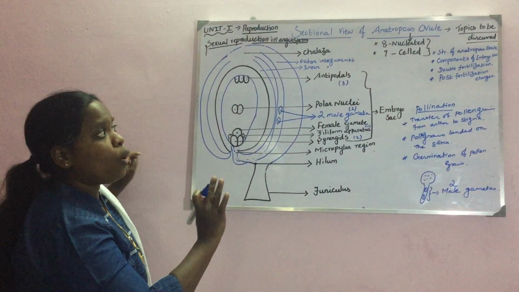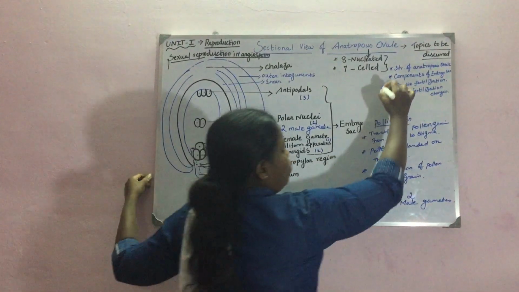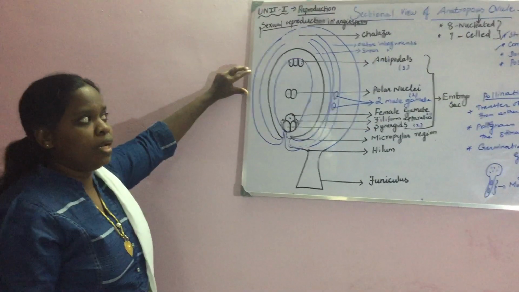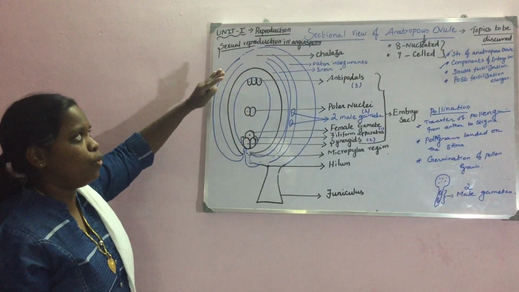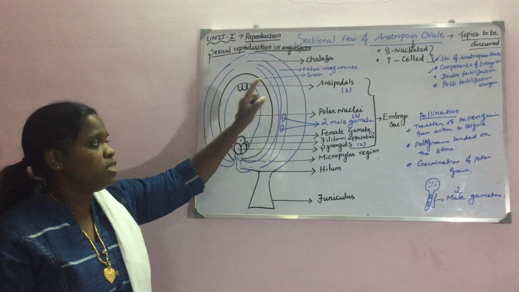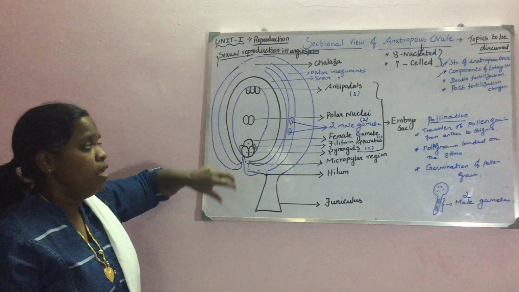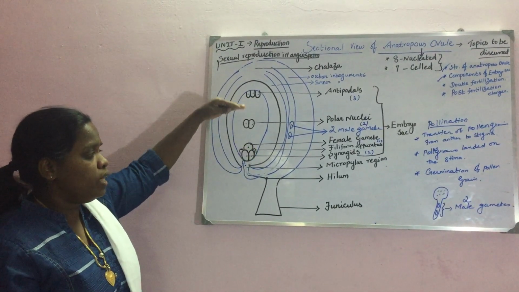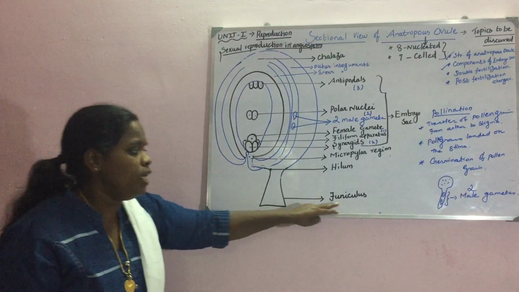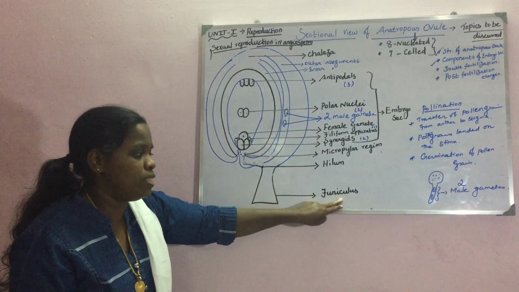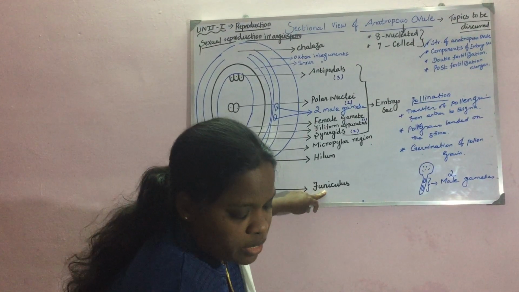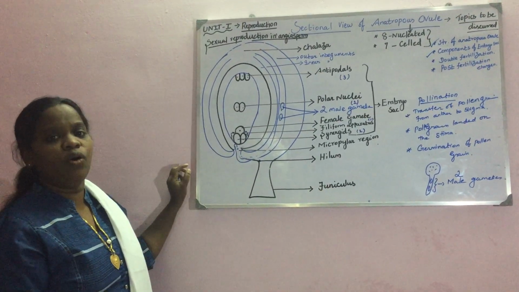Okay, that is the component of the embryo sac, and the structure of the anatropous ovule is completed. In the structure of the anatropous ovule, the chalaza, outer integument and inner integument are there. They give protection to the ovule. Then the embryo sac. The basal part is called the funicle. The funicle is used to attach the ovule to the ovary wall.